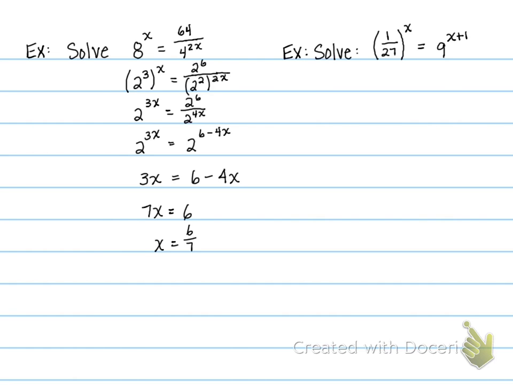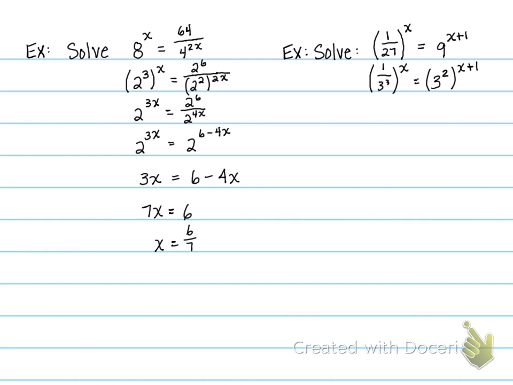So I'm going to start with just working with the number 27 as far as prime factorization, and just keep that in the denominator at first. So 27 is 3 to the third. So I have 1 over 3 to the third to the x power. And then 9 is 3 squared. So 3 squared to the x plus 1. And then how do we take the reciprocal of an exponential expression?